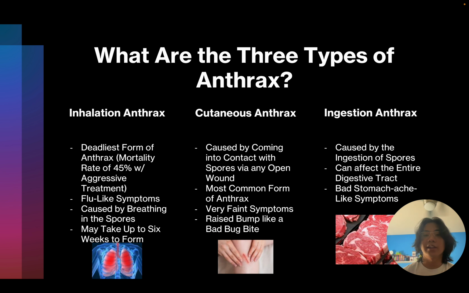If you get a cut and then are exposed through that cut to anthrax spores, this causes cutaneous anthrax. This is caused by coming into contact with spores via any open wound. It's the most common form of anthrax, has very faint symptoms, and it normally causes a raised bump like a bad bug bite. So these ones are anytime you are working out just in an area that has anthrax spores and you get a cut on your arm or anything like that, and then get exposed to any spores, that cutaneous anthrax will happen.